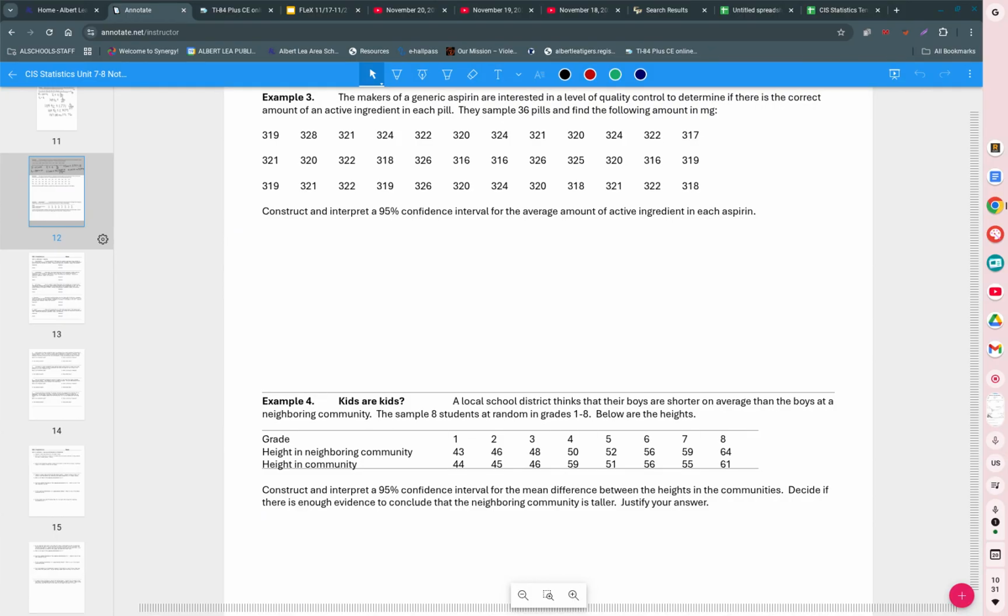Boys and girls, the sooner we get to it, the sooner you get work time, okay? Makers of a generic aspirin are interested in a level of quality control to determine if there is a correct amount of an active ingredient in each pill. Does anybody know the active ingredient in Tylenol? Acetaminophen. Does anybody know the active ingredient in Claritin?